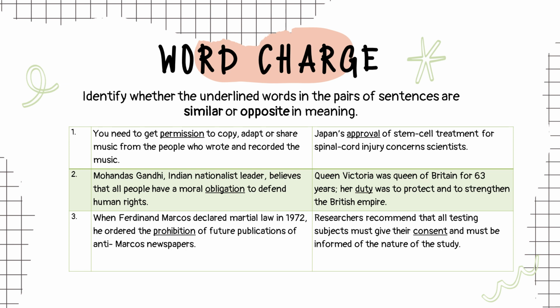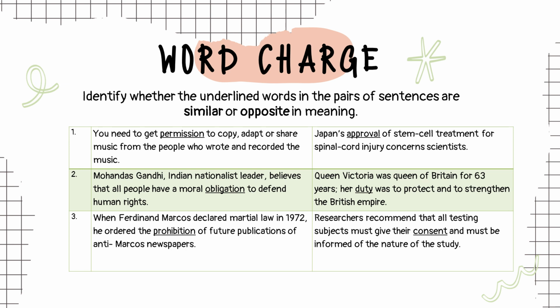Let us identify whether the underlined words in the pairs of sentences are similar or opposite in meaning. Number 1. You need to get permission to copy, adapt, or share music from the people who wrote and recorded the music. Japan's approval of stem cell treatment for spinal cord injury concerns scientists.